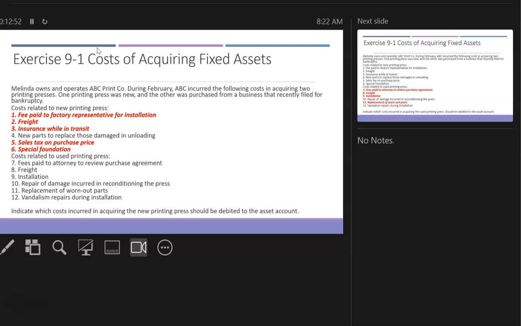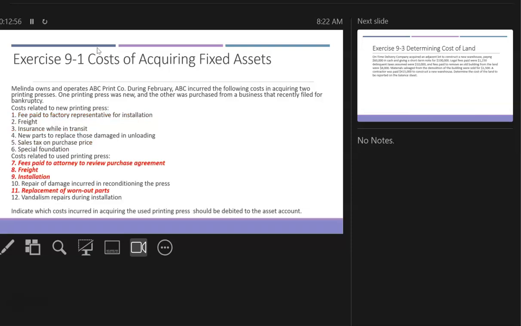Now, the used printing press, which of these will be added to the purchase price of the used printing press? Fees paid to review the purchase agreement, freight, installation, replacement of worn out parts. But those items such as repair of damage incurred in reconditioning the press and vandalism, those get expensed. Okay? Make sense?